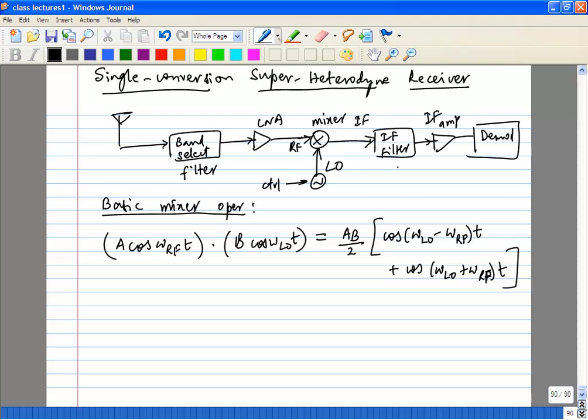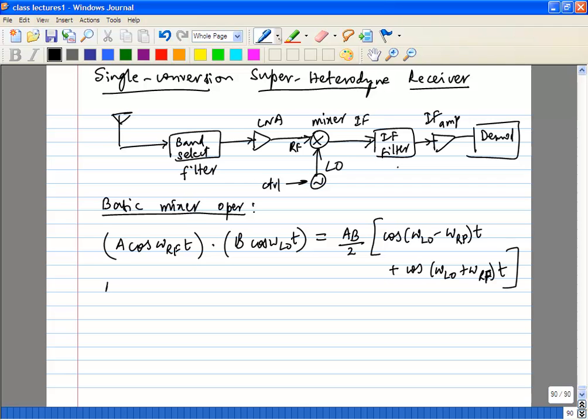So for the product of two, what is cos A cos B? Half of cos of A plus B plus cos of A minus B. Is that clear? So what does it mean? If you multiply two cosines, two signals in the time domain, you get what is called frequency translation. So that is what the mixer does.